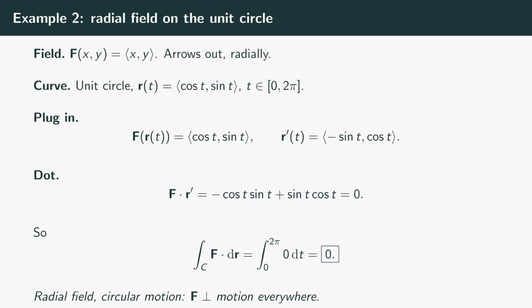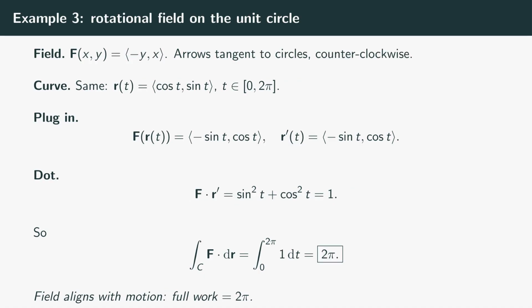Third example, same curve, different field, dramatically different answer. The field is now f of (x, y) equals the vector (negative y, x). The rotational field, arrows tangent to circles around the origin, swirling counterclockwise. The curve is still the unit circle, parametrized the same way. Substitute, f of r of t equals the vector (negative sine t, cosine t). Tangent, r prime of t equals the vector (negative sine t, cosine t).